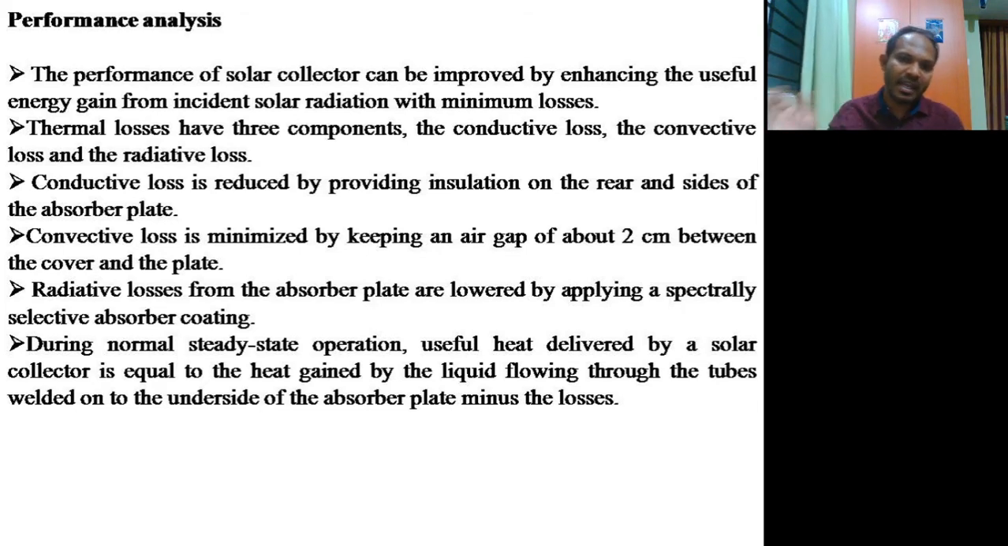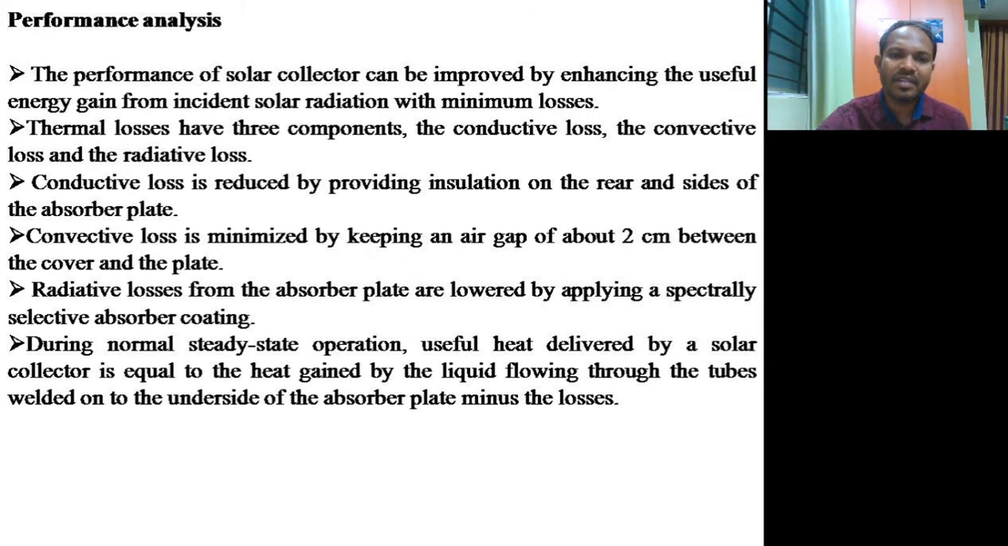So the air which is blowing against it will take away the heat. That should not happen. So in order to prevent that, we maintain around 2 centimeters of gap between the cover and the absorber plate. Radiative losses from the absorber plate are lowered by applying spectrally selective absorbing coatings. Usually we go with a black color coating, so that the radiation emission will not be much. So emissivity is equal to 1.